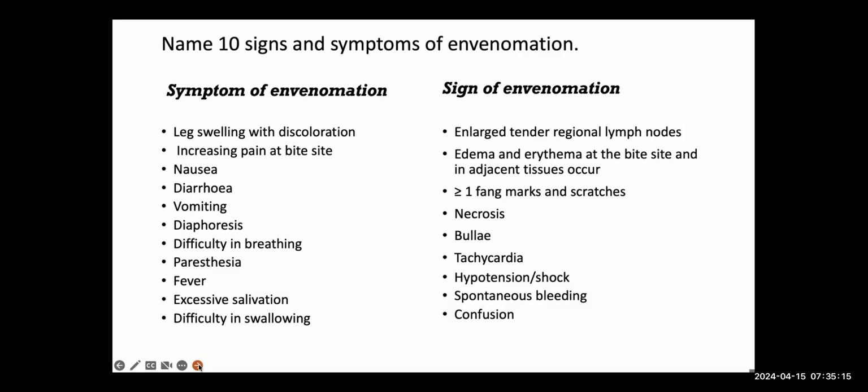Those are the symptoms. Then signs: enlarged regional lymph nodes like in the index patient, edema and erythema at the bite site and in adjacent tissues, greater than 1 fang mark and scratches, necrosis, bullae, tachycardia, hypotension, spontaneous bleeding, and confusion.